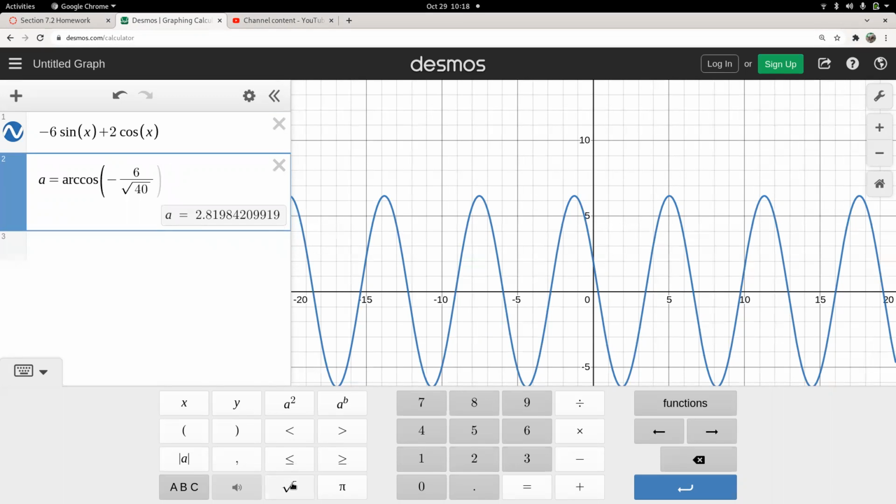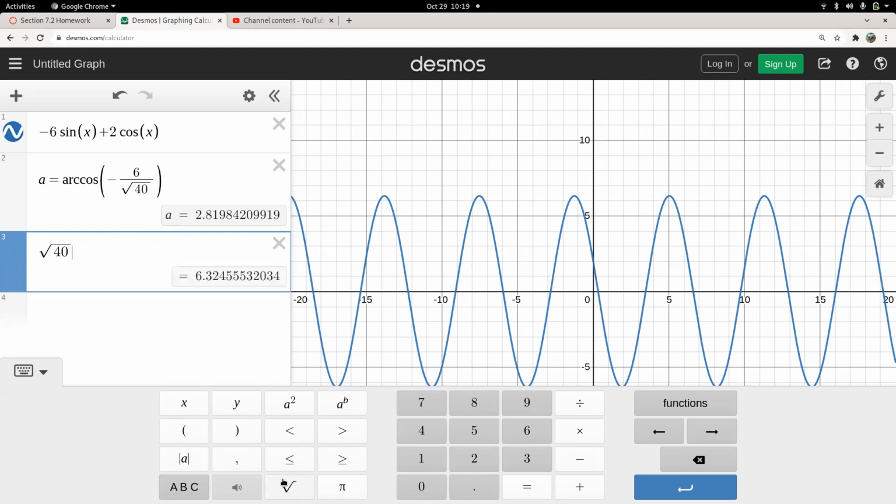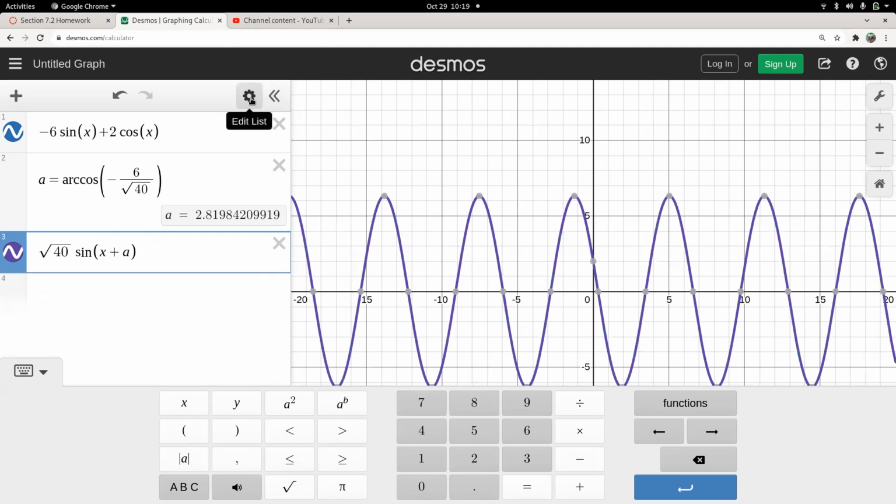Oops, parentheses, okay. And then we think that wave can be also represented as the square root of 40 times the sine of x plus this arc cosine up there. So I'm just going to call it A here. Oops, parentheses. And it's graphing it in purple. Let's change the color.